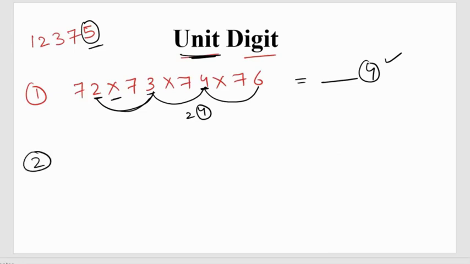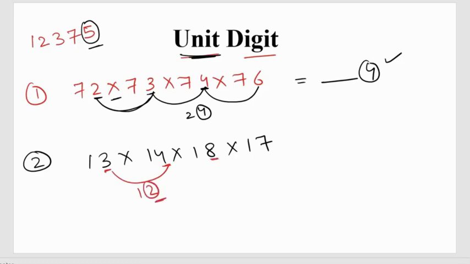Let's take one more example. 13, 14, 18, 17. Pick the last digit. See, 3 into 4 is 12. Pick the last digit, 2 only. Then 2 into 8 gives you 16. Pick the last digit only. 6 into 7 is 42. Pick the last digit, so the answer is 2.